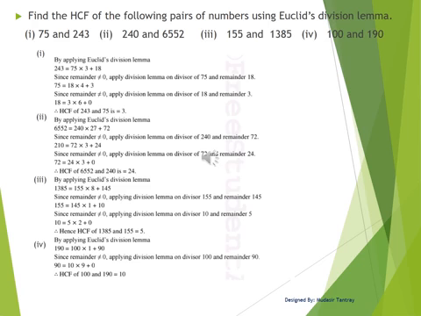The last part is 100 and 190. Use Euclid's division lemma. 190 becomes 100 into 1 plus remainder 90. Since remainder is not equal to 0, apply division lemma on the divisor 100 and remainder 90. 100 is equal to 90 into 1 plus 10. Then 90 is equal to 10 into 9 plus 0. Therefore, HCF of 100 and 190 is equal to 10.